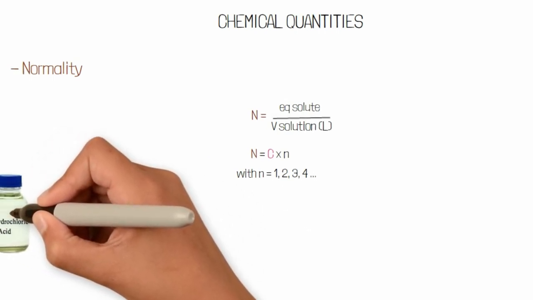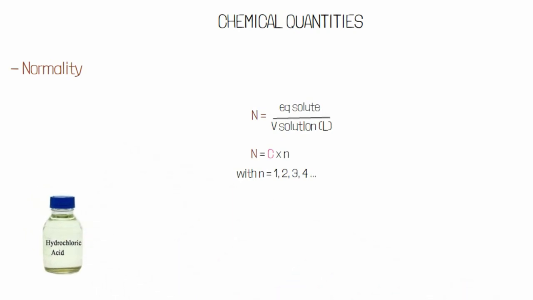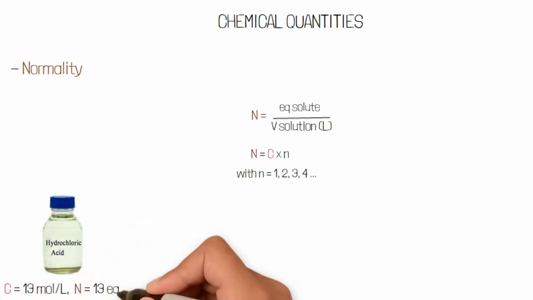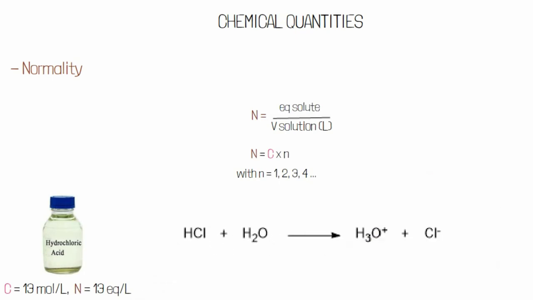So let's take for example hydrochloric acid. Now if we have a concentration of hydrochloric acid, which is for example 13 mole per liter, so 13 is the molarity, then what is the normality of this solution? Well, in this case the normality will also be 13. So it's the same because N is 1. And why is N 1?